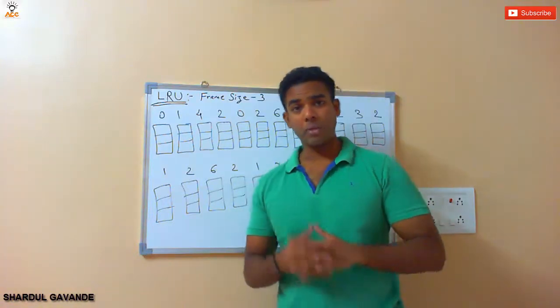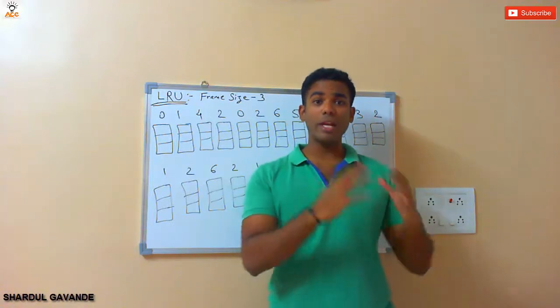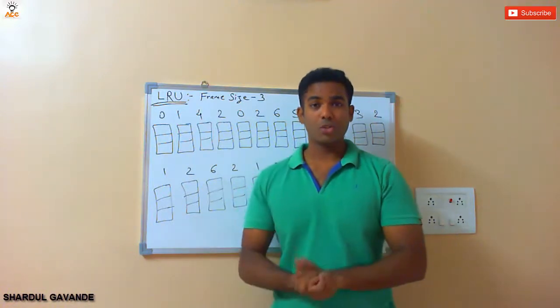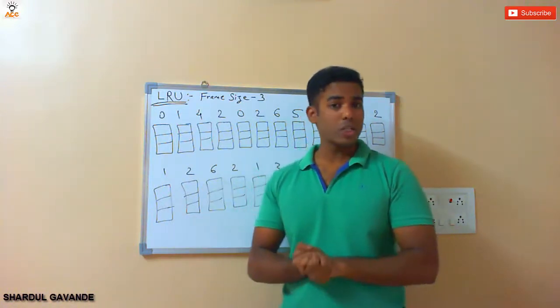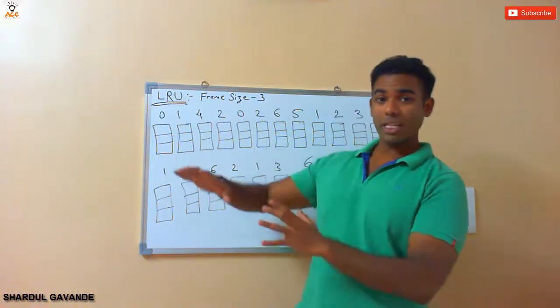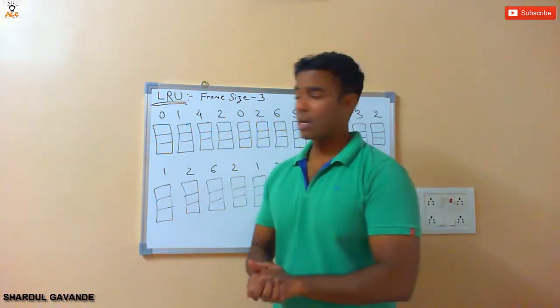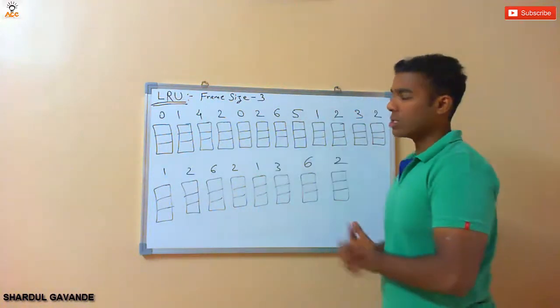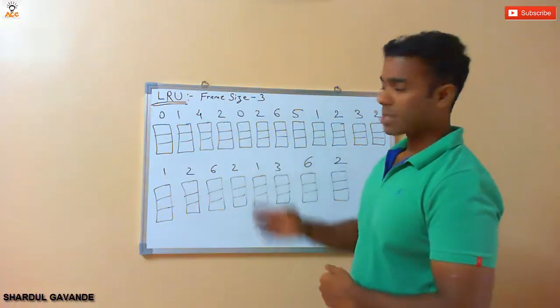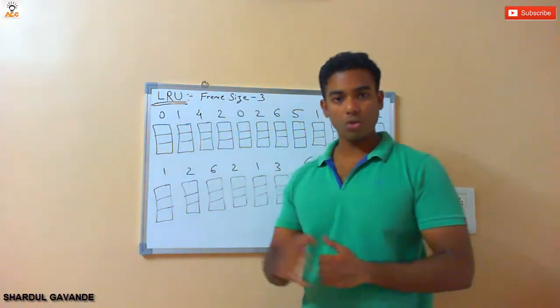In this video we are going to perform page replacement with the help of LRU. LRU stands for least recently used. So what does that mean? Least recently used means the number which has not been used for a long time will get replaced. Here we have a page sequence and a frame size of 3, which means our memory will have 3 blocks.